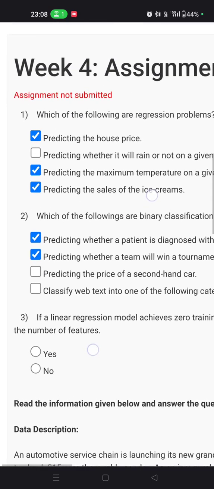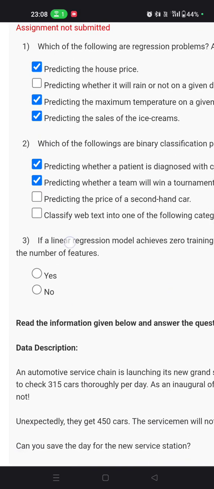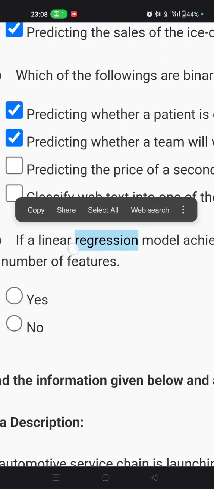Now we come to question number three. You should understand what linear regression is. Linear regression is used to predict the value of a variable based on the value of another variable. An example is the work experience of a person and his salary. That is the linear regression we use to model.